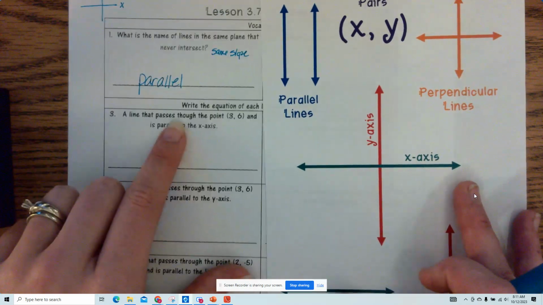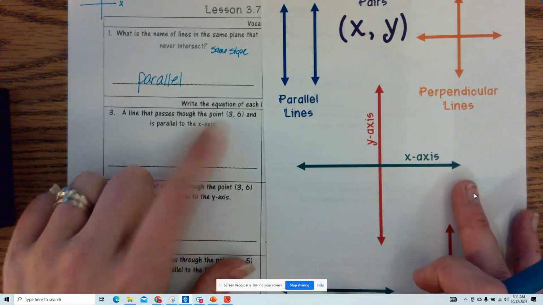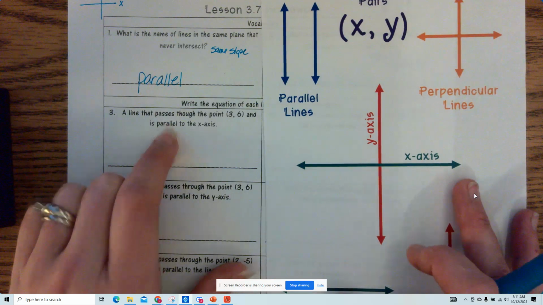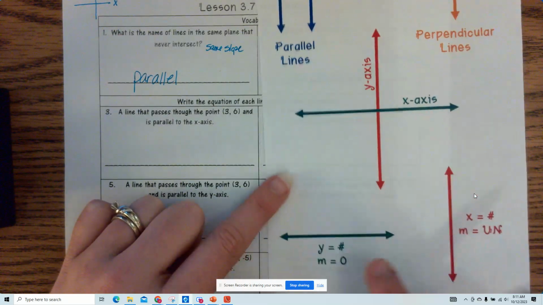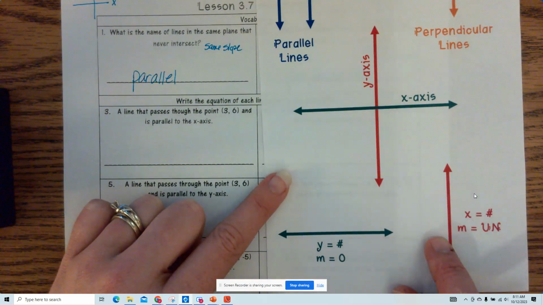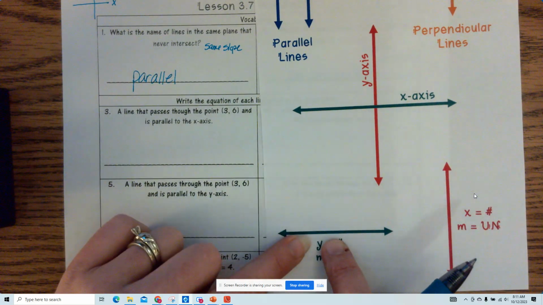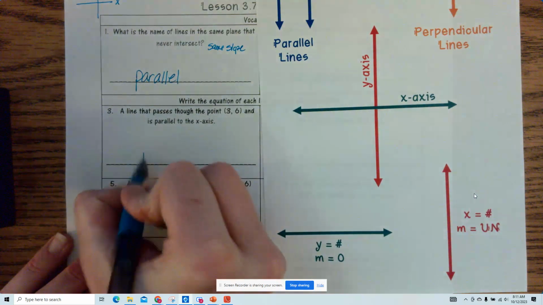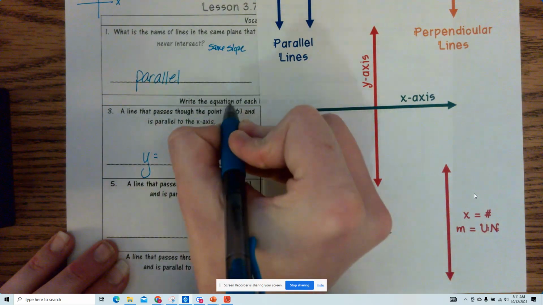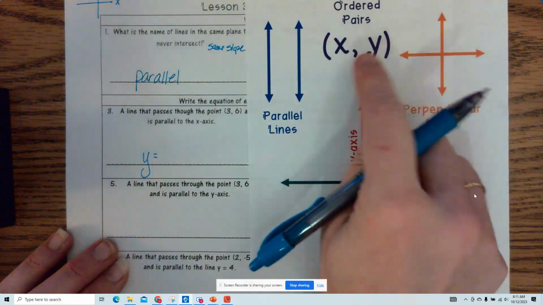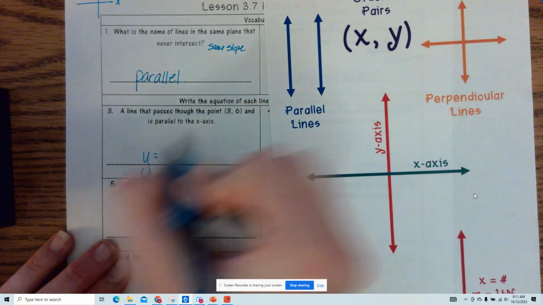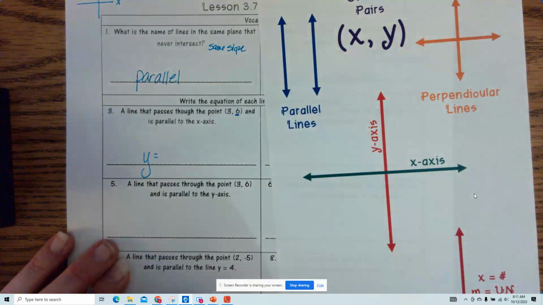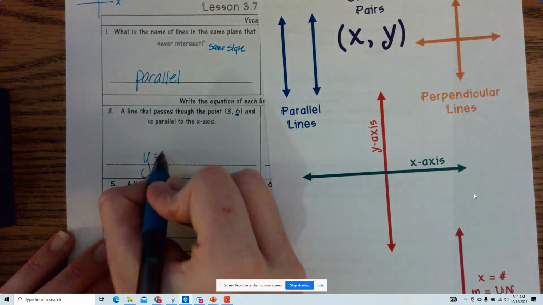So we've got a line that passes through the point 3, 6 and is parallel to the x-axis. If it's parallel to the x-axis, is it going to be a horizontal or a vertical line? So we know it's going to start with y equals. All you do is in your ordered pair, and you've got that up here at the top, it's the y value. So if it's y equals, you use the number that's in your y value of your ordered pair.